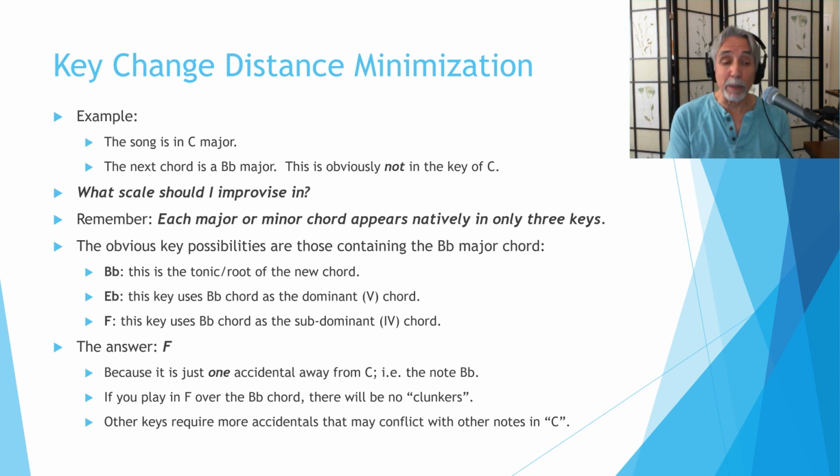Well, one of them, of course, is B flat. The other is E flat, and the third is F. Well, B flat has 2 flats in its key signature. E flat has 3, but F has only 1. So the key of F is only one accidental away from the key of C. So my answer is play an F, because you'll be able to play over that B flat chord without jarring the listener by changing everything you're playing, and you'll often be able to drop back into the C with no trouble at all.